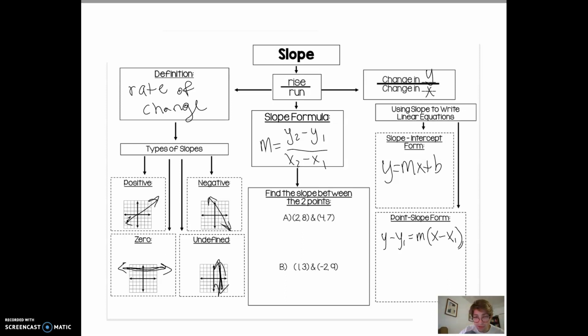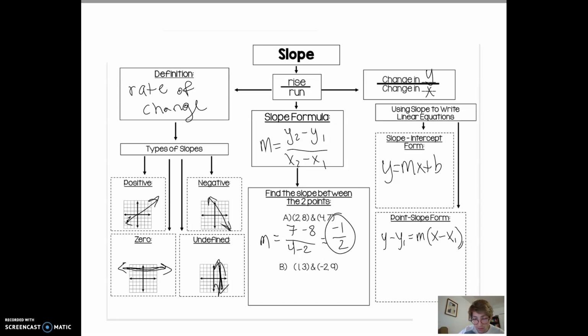A couple quick examples of finding slope between 2 points. If you need them, you can skip this and do this yourself. Our slope would be, I'll start with 7. 7 minus 8 over, and it has to be 4 minus 2, so that's negative 1 over 2. So our slope right there is negative 1/2.